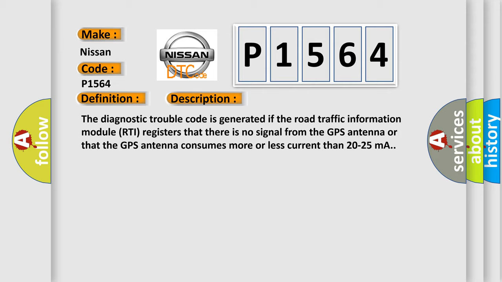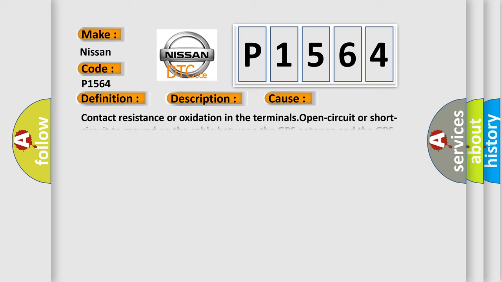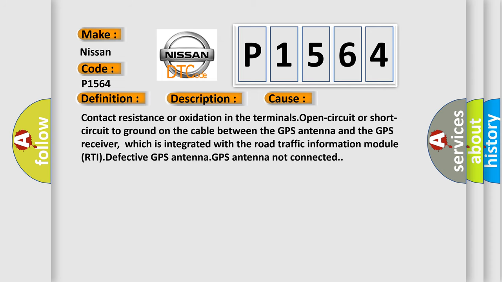This diagnostic error occurs most often in these cases: contact resistance or oxidation in the terminals, open circuit or short circuit to ground on the cable between the GPS antenna and the GPS receiver, which is integrated with the road traffic information module RTI, defective GPS antenna, GPS antenna not connected.